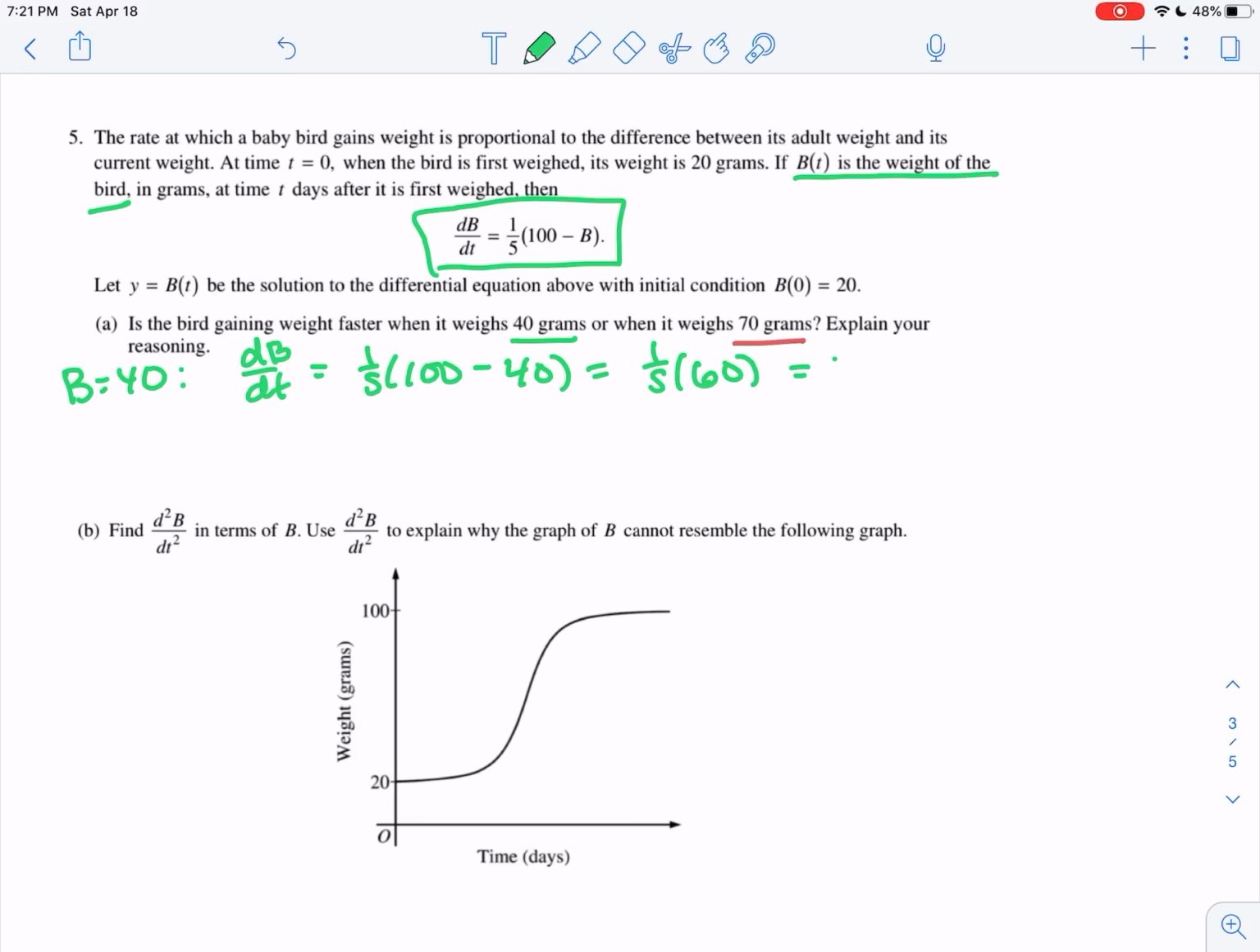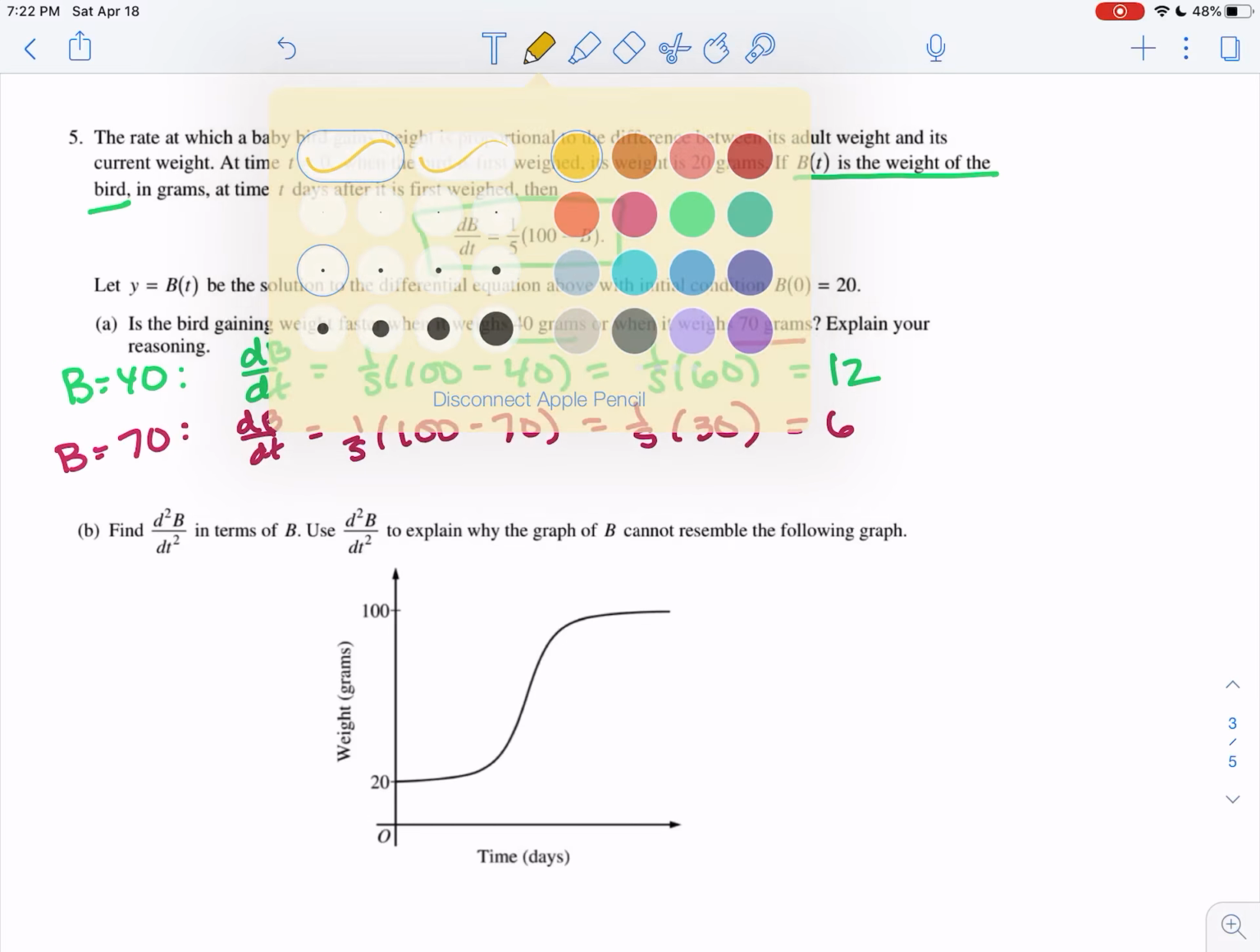So 60 divided by 5 is 12. Now if I do the same thing but for B equals 70, I have that dB/dt is 1/5 times (100 minus 70), which will be 6. Okay, so my derivative is larger when the baby bird weighs 40 grams versus 70 grams. So that means that the bird is gaining weight faster when it weighs 40.